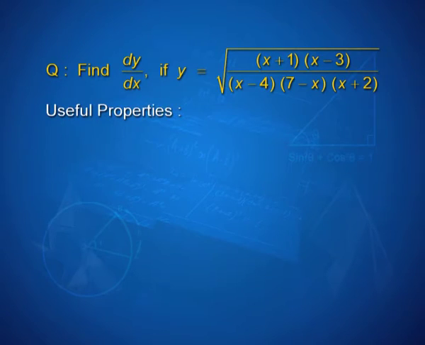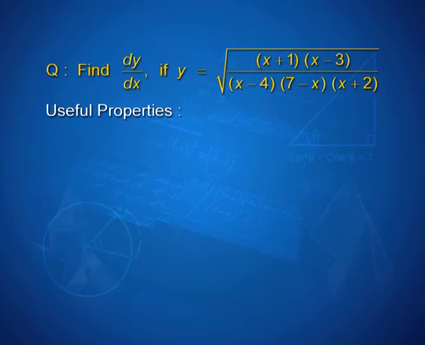Consider another application. Find dy by dx if y is equal to this big expression where we have a square root, I have a quotient and I have products in both numerator and denominator. A usual chain quotient product rule procedure will make the task quite tedious. So, this is another situation where we take help of log and its properties, which help us rewrite this function, simplify it down and then we bring in differentiation.